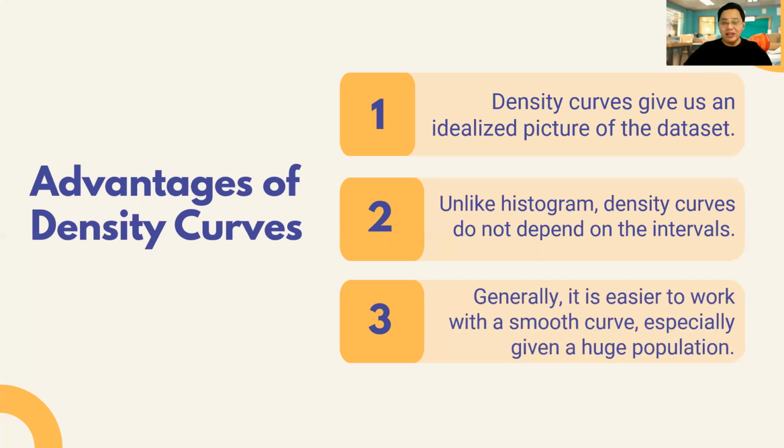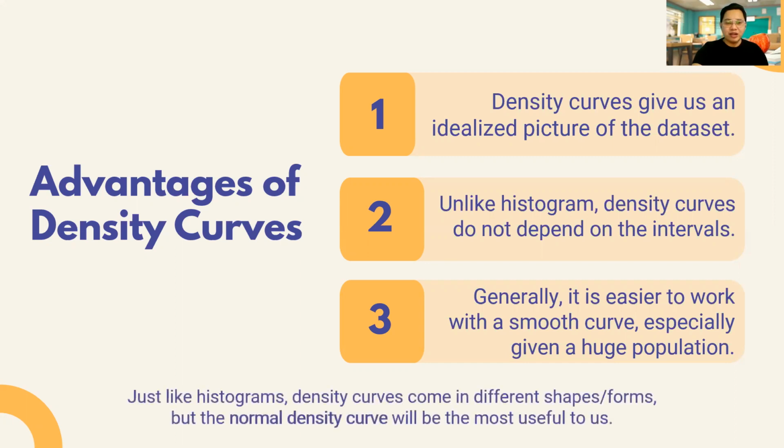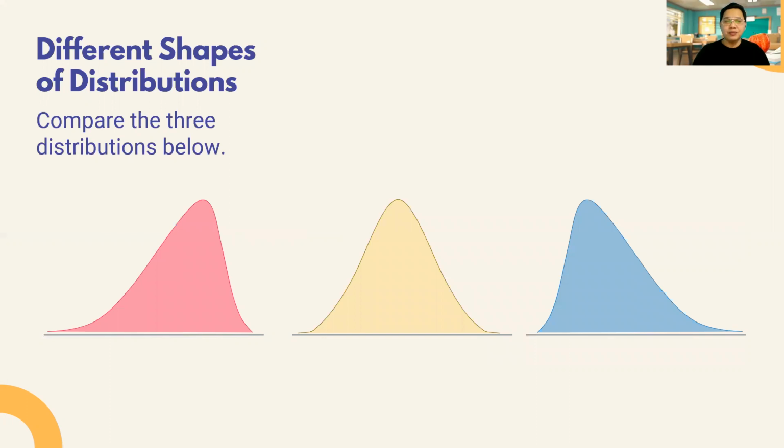Number 3, generally, it is easier to work with a smooth curve, especially given a huge population. So you may not realize this now, but the greater your population is, the more defined the curve is going to be, especially if the distribution with a large population is normally distributed. And we'll talk about what we mean by normal distribution later as we go along. Now, just like histograms, density curves come in different shapes and forms, but the normal density curve will be the most useful to us. Okay.